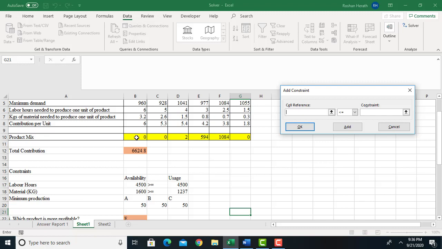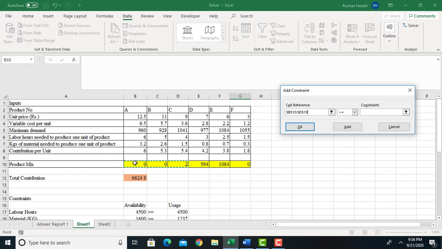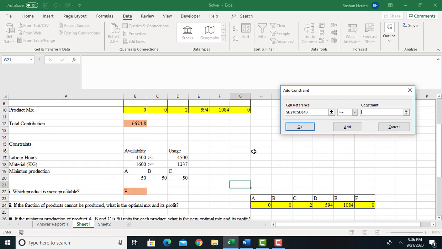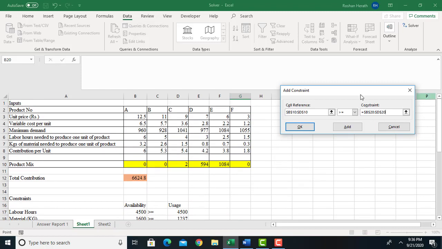Your product mix, when it comes to product mix, A, B, and C, here we have this A, B, and C. A, B, and C should be greater than or equal. In minimum, you need to produce 50. So therefore, it should be greater than or equal to this. In minimum, 50 units has to be produced. So you add the constraint, and that is your fifth constraint. What you did, you went to the product mix and you select the first three products A, B and C, that is from B10 to D10.